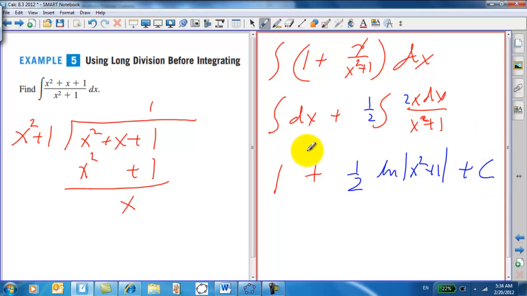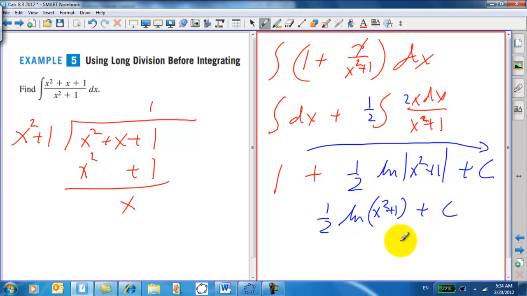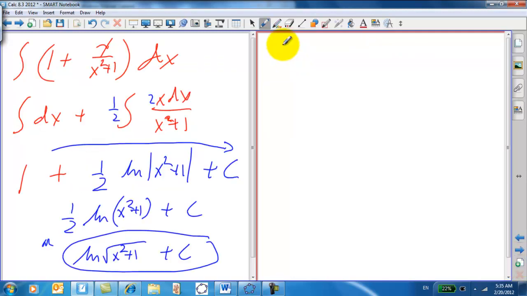Now notice this 1 is a constant and this is a constant, so you can just kind of blur them into the same constant. And also the natural log of x squared plus 1 is positive. x squared is always positive and you're adding 1 to it, so we don't really need the absolute values. So you could just say 1/2 natural log of x squared plus 1 plus your constant of integration. The 1 constant here got merged into the general constant. Or you could put in the 1/2 as a power inside and then turn it into a square root. Natural log of the square root of x squared plus 1 plus some constant. And again, you can check these on your TI-89 as well.